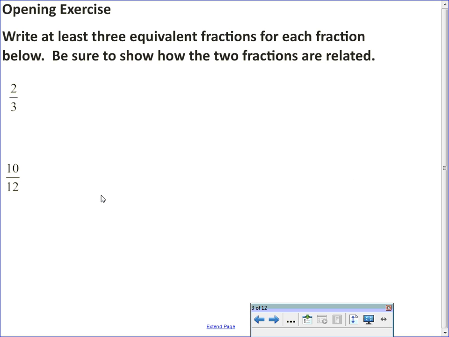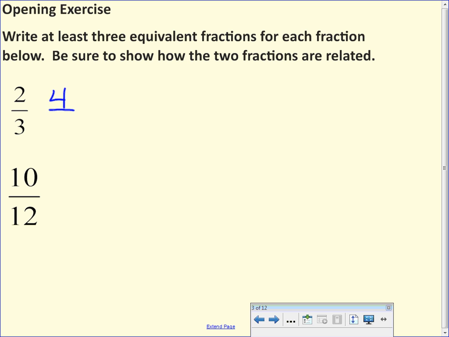There we go. All right, so for our opening exercise, go ahead and write 3 equivalent fractions for each fraction below. So we have 2/3 and we have 10/12. Take a minute now and come up with some equivalent fractions. All right. So somebody give me an example of the equivalent fraction for 2/3.